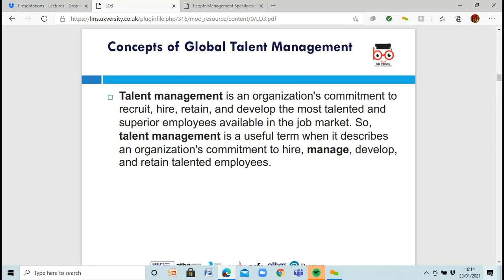And then we've got concepts of global talent management. So talent management is an organization's commitment to recruit, hire, retain, and also develop the most talented, superior employees available in the job market. So what they're doing is they're trying to attract the best employees towards themselves. So talent management, again, like we mentioned in our previous lessons, is a useful term when you're trying to get somebody to come in and you're hiring them.